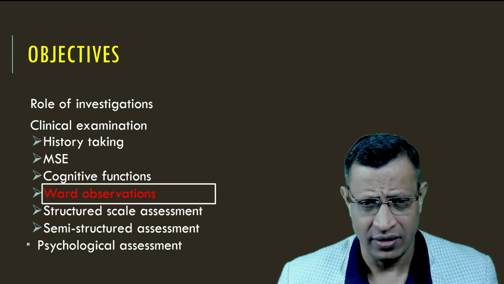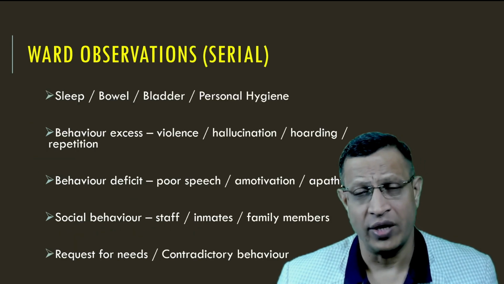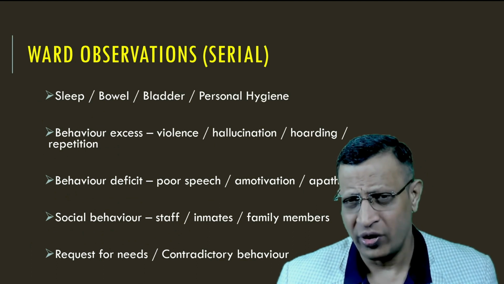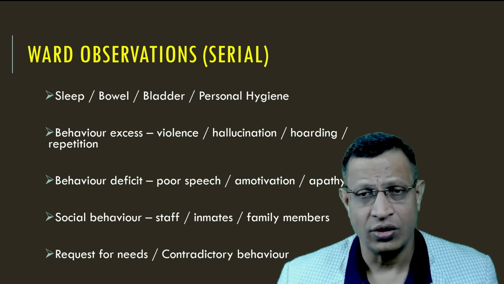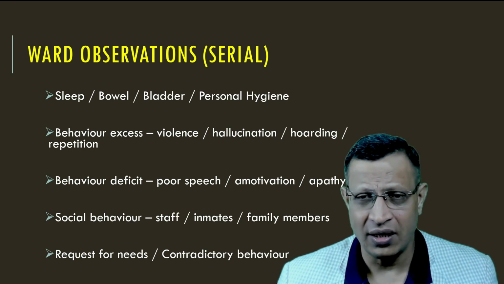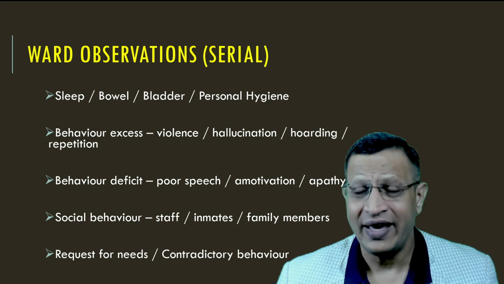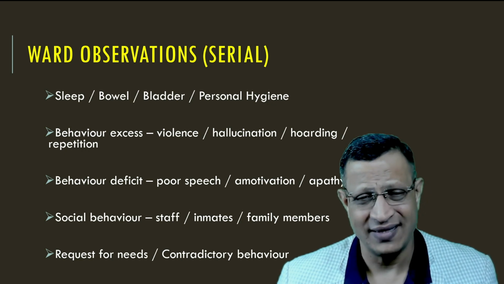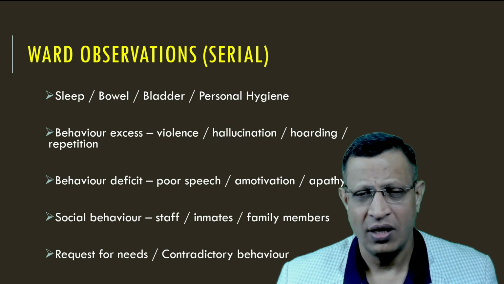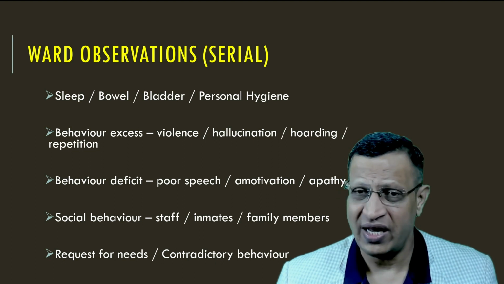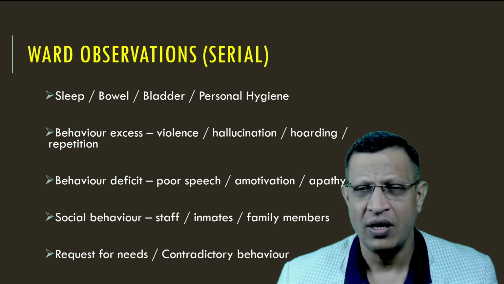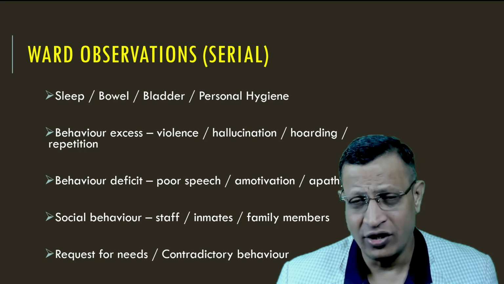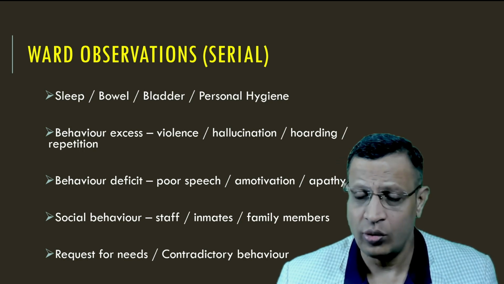Moving to the ward observation. Here, you need to do serial ward observation because the patient may report he is depressed, but otherwise his behavior does not say that he is depressed. Hence, look into his sleep, bowel and bladder activity, personal hygiene, whether he takes a bath or not, how he is maintaining himself inside the ward. Behavioral excess, that means whether the person is irritable, violent, very friendly, whether he has hallucinatory behavior, hoarding behavior, disorganized behavior, or any behavior unacceptable in society can be seen in the ward and noticed.